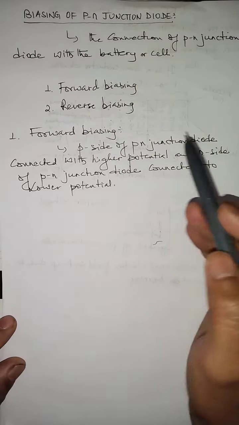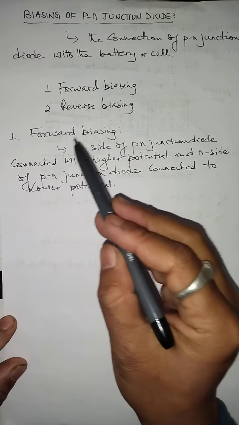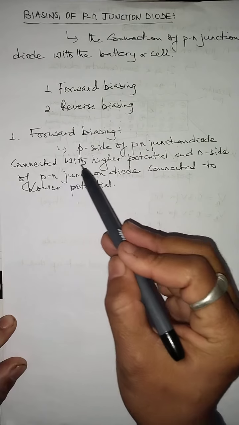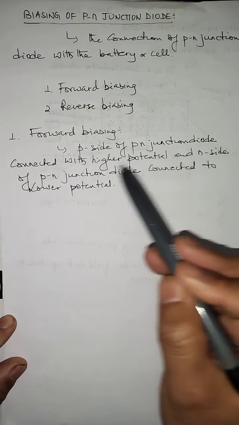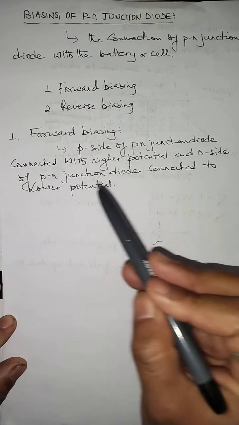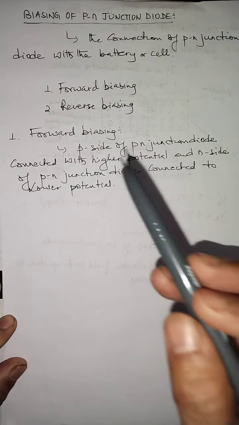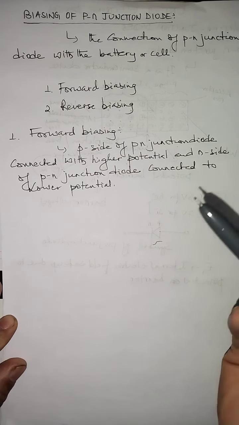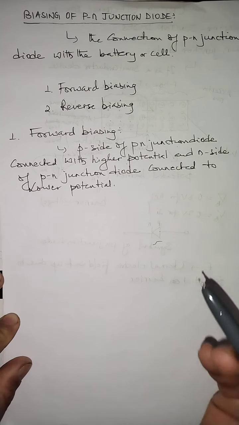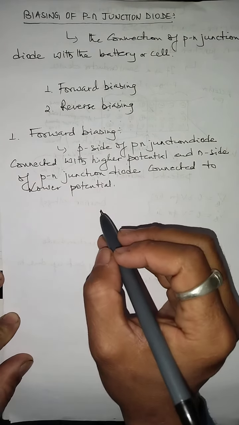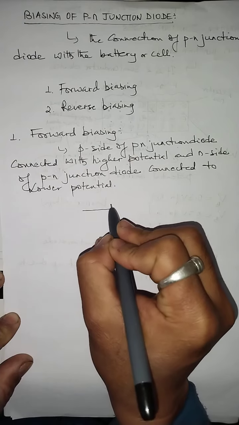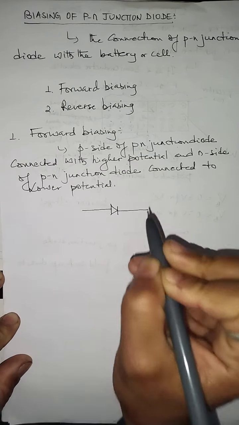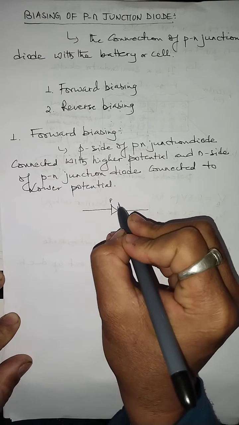A PN junction diode is said to be connected in forward biasing when the P side of the diode is connected to higher potential and the N side is connected to lower potential. But higher and lower potential of what? The external circuit or the external field. Now let me show you with the help of a diagram. This is a PN junction diode, as we did in the last class. This is the symbolic representation of a PN junction diode. So this is P, this is N.